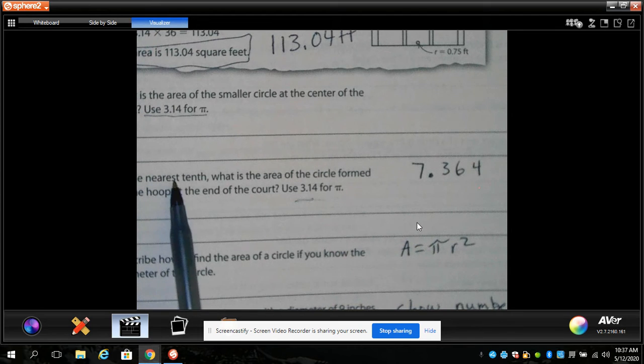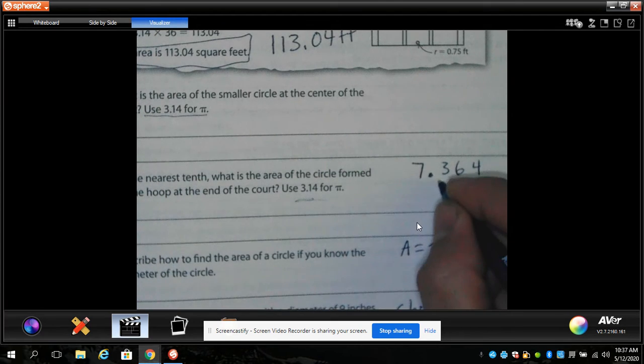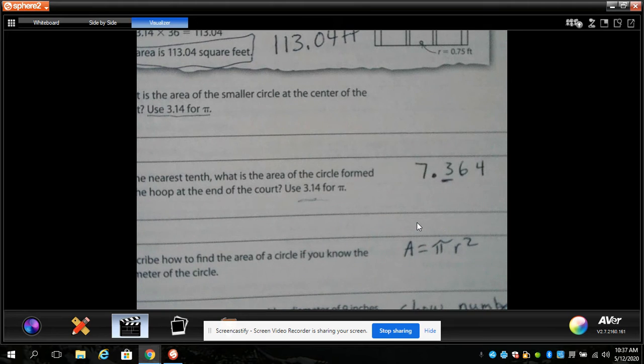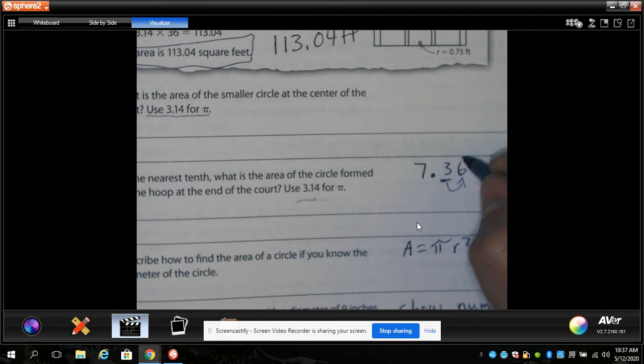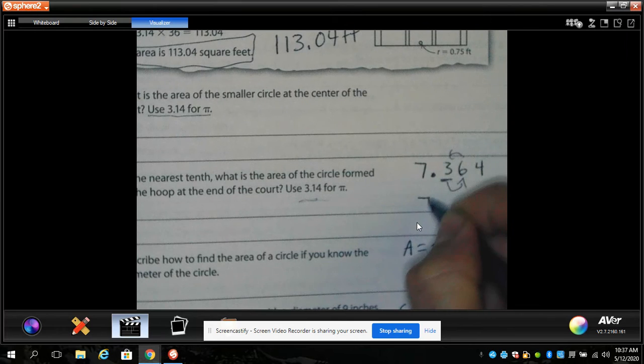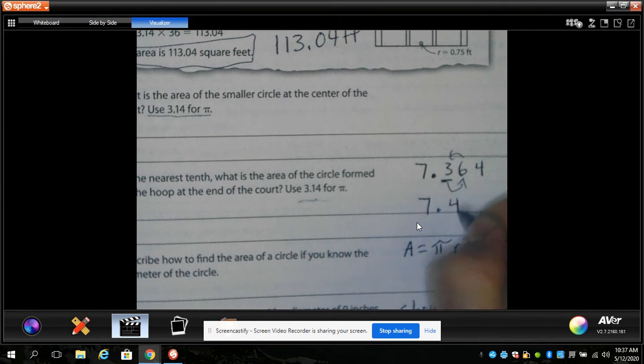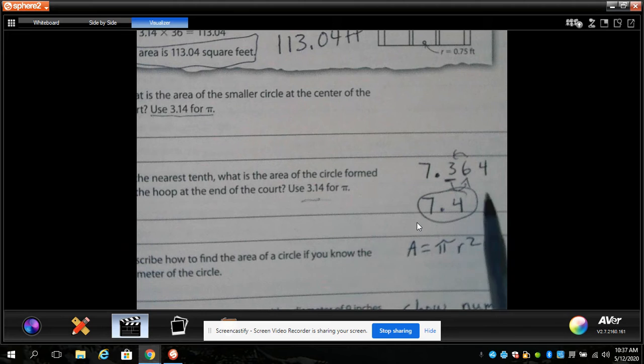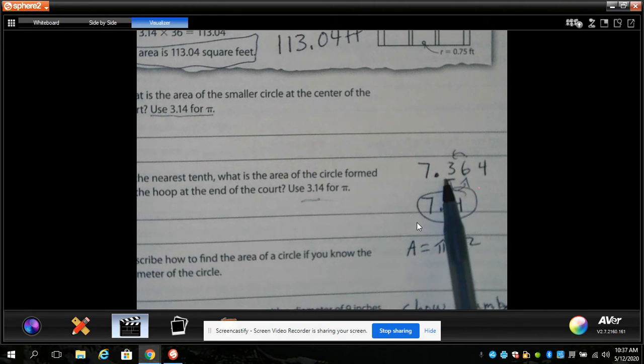If we're going to the nearest tenth, this is the place value we're rounding to. So you should be looking at the 6. It is 5 or higher, so that means it's going to make the 3 go up 1. To the nearest tenth, this would round to 7 4/10. The 4 here really has no bearing on any of the rounding to the nearest tenth. So make sure that you are rounding your answer correctly.